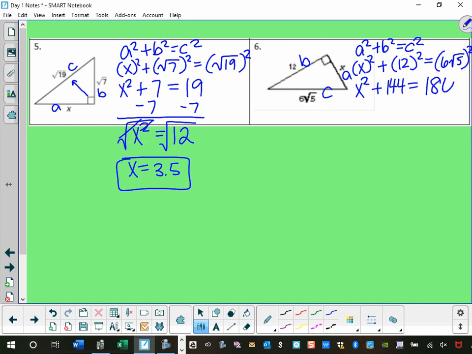What do I do from here? We got 144. What do we get? 136? It's 36, right? So what does x equal? x equals 6. What is the square root of 36? 6.